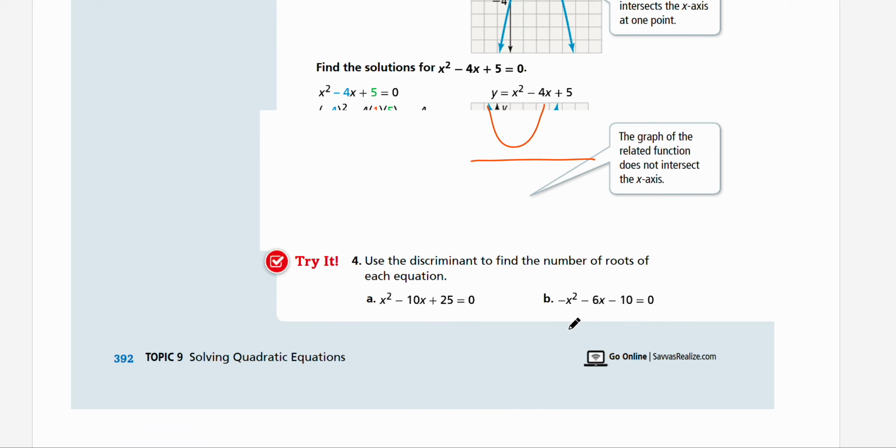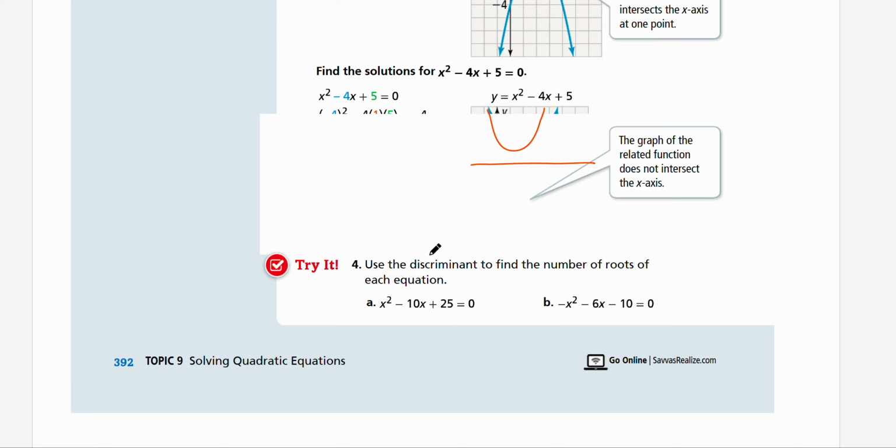So let's look at try number 4. Use the discriminant b squared minus 4ac to find the number of roots of each equation. Identify a, b, and c, and plug them into the discriminant expression. Compare the numbers, and then see how many solutions there are. Pause the video, come back when you're ready for answers.